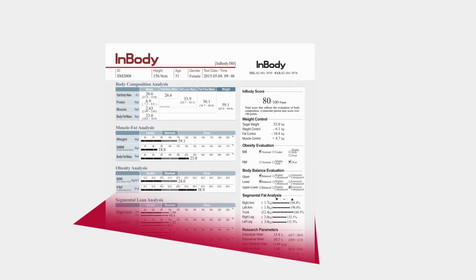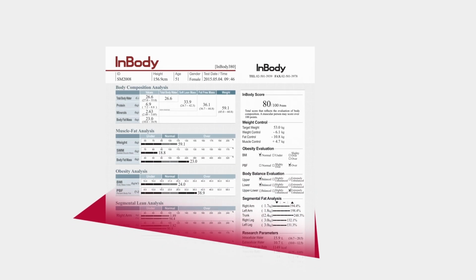The first one being the InBody score. 80 is the ideal InBody score. Anybody having a score of 80 is considered to have a proper, ideal body composition. In case someone has a score less than 80, there's a formula through which we calculate it.